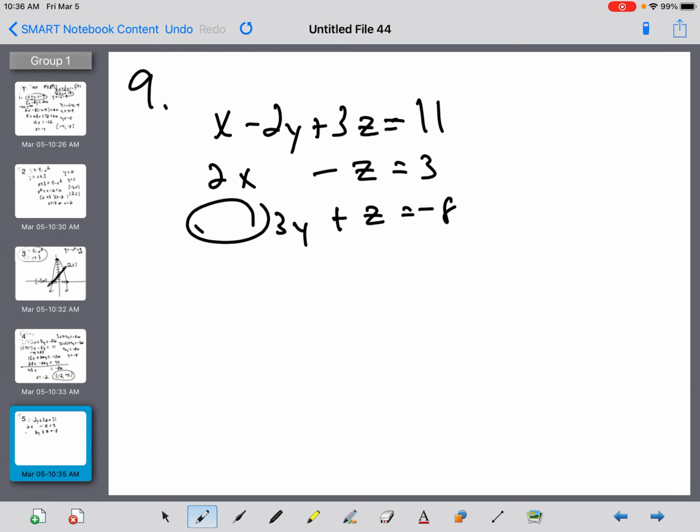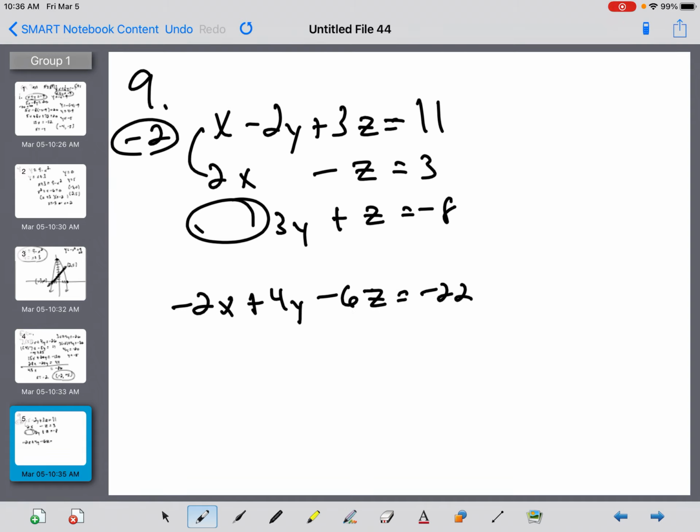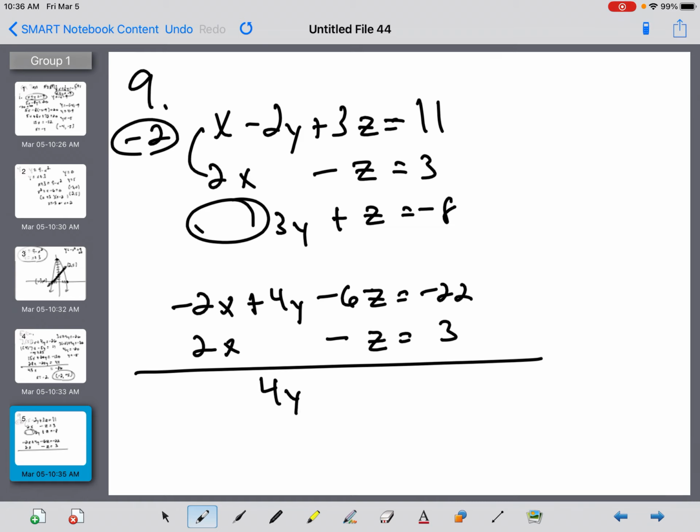Now, the x is gone right here, so how about we leave that equation alone. Now we're going to work with the top 2 equations, and we have to eliminate the same variable. So I'm going to eliminate x. So I'm going to multiply the top equation by negative 2. So I have negative 2x, be careful here, plus 4y minus 6z equals negative 22. And now I write 2x minus z is equal to 3. And if I add this up correctly, I get 4y minus 7z is equal to negative 19.